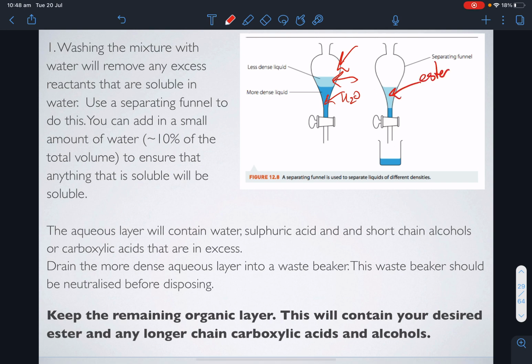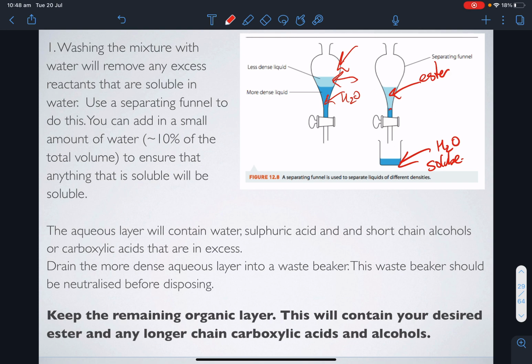So what we're removing is the part of the mixture that will dissolve in water. This is the aqueous stuff, the H2O and anything soluble. We'll take that out, leave it aside and dispose of that. But we want the organic layer just by itself.